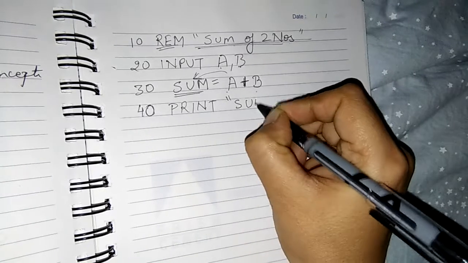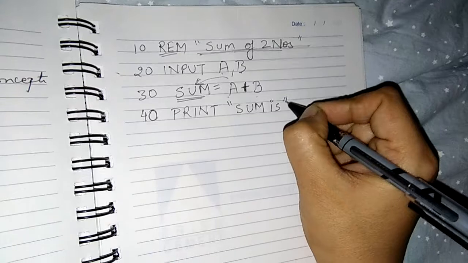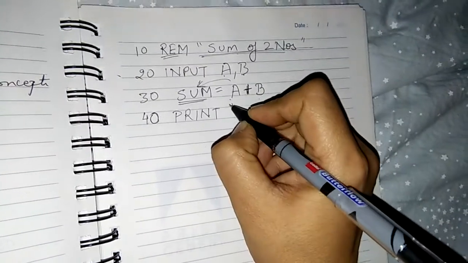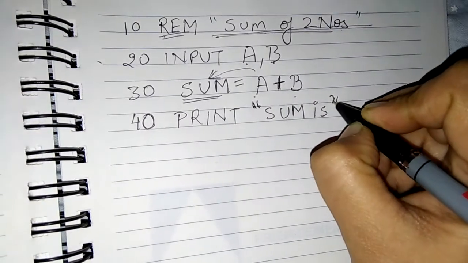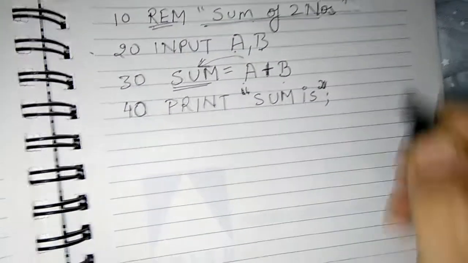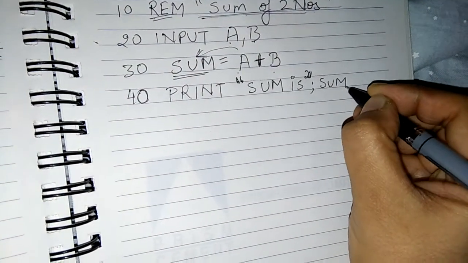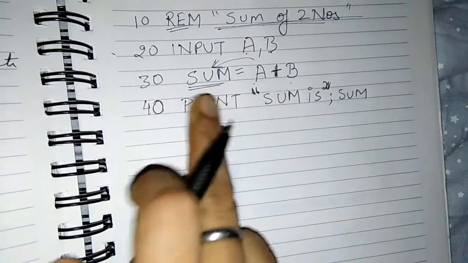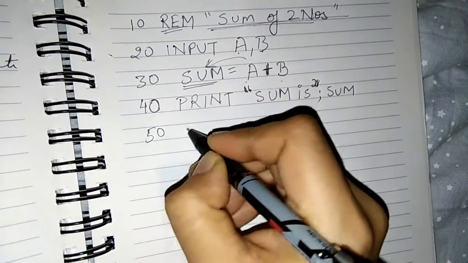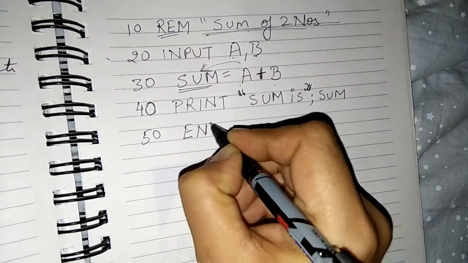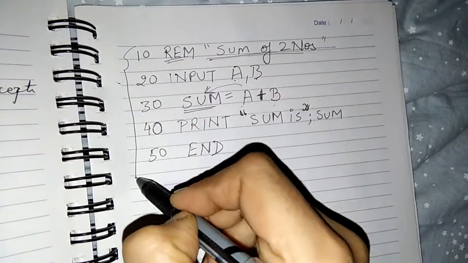So sum is whatever message you want, you can use double quotes to display the messages, and then we use a semicolon, and then we write the variable of the result, that is sum, and then we have to write end in a basic program. This means that this program will now end.